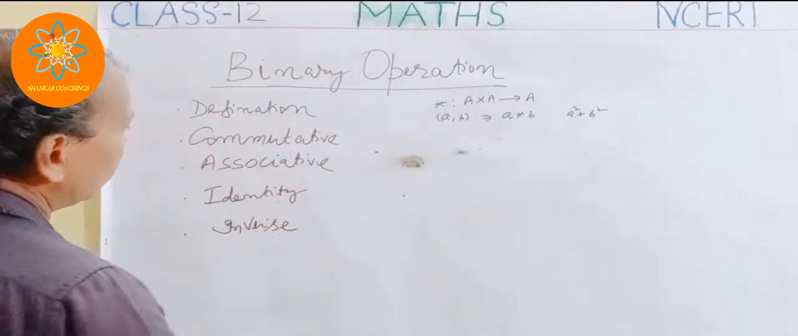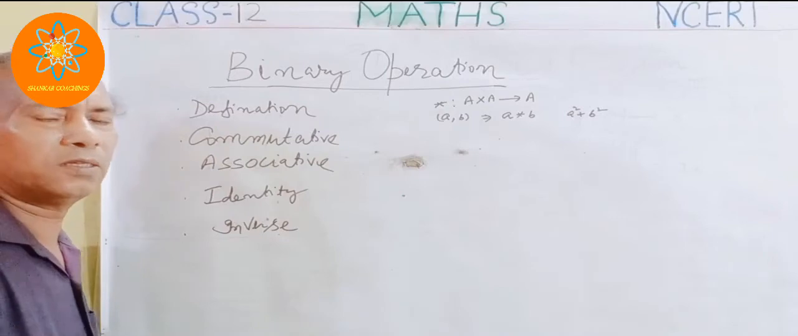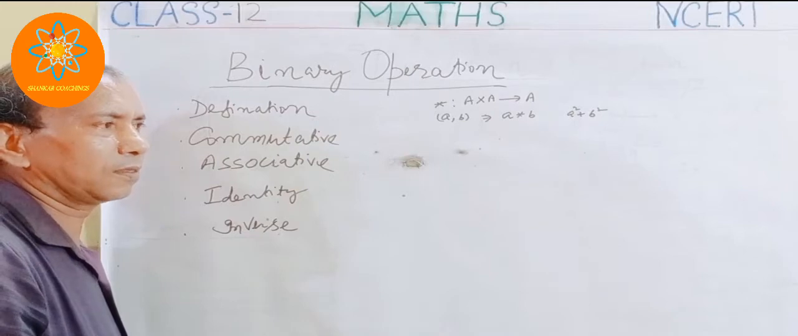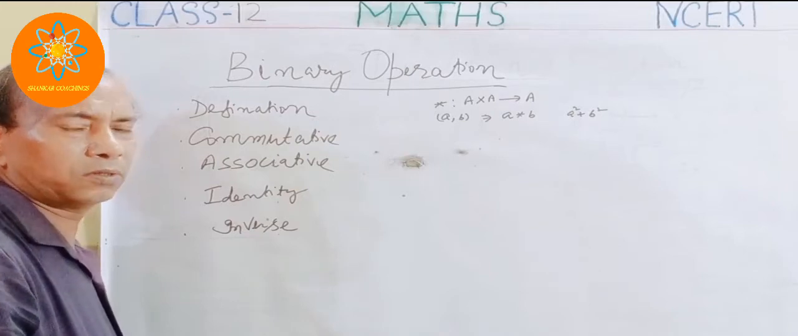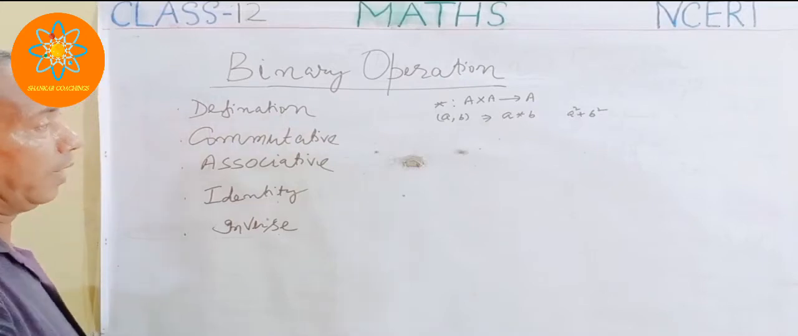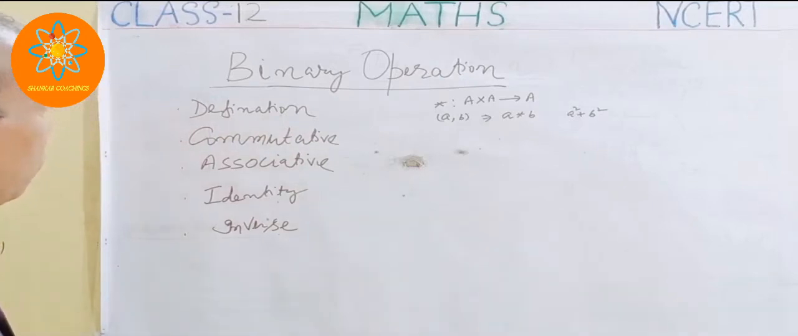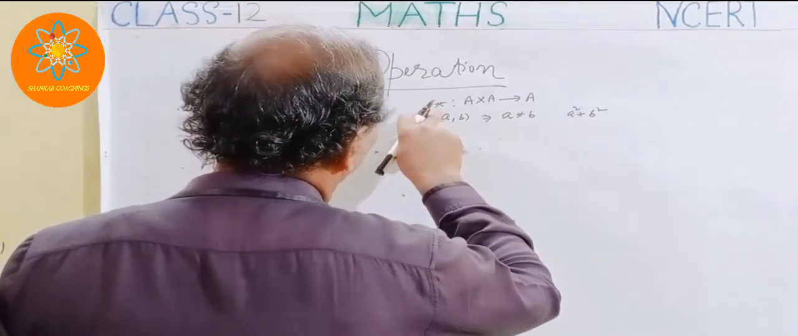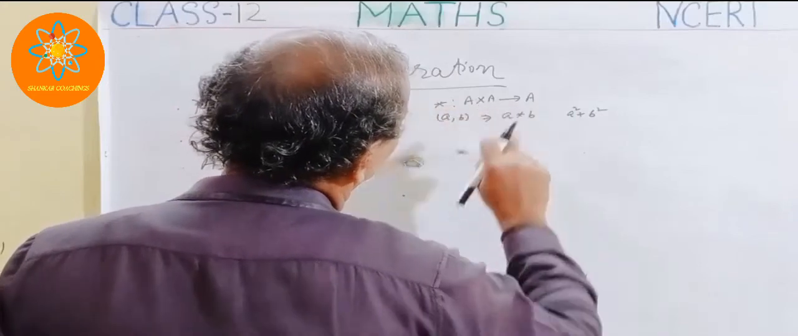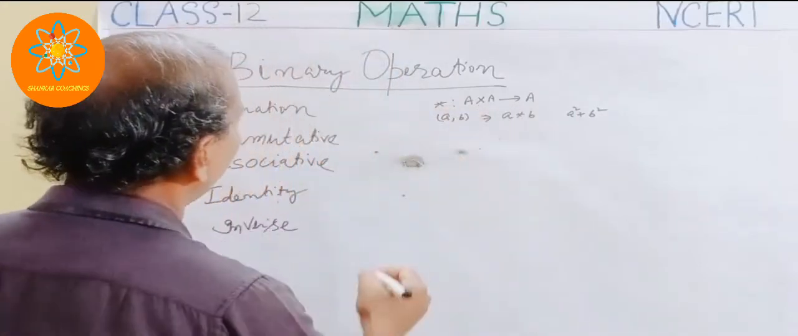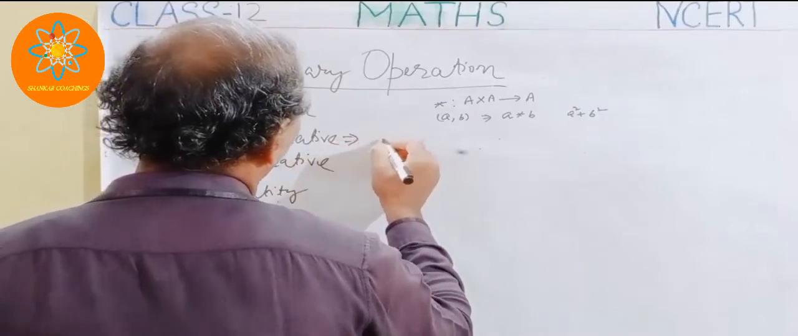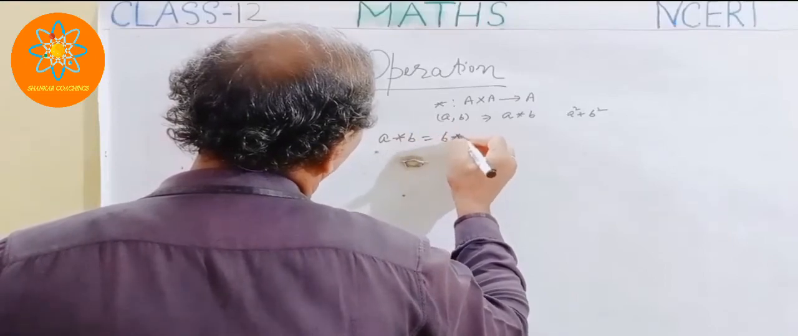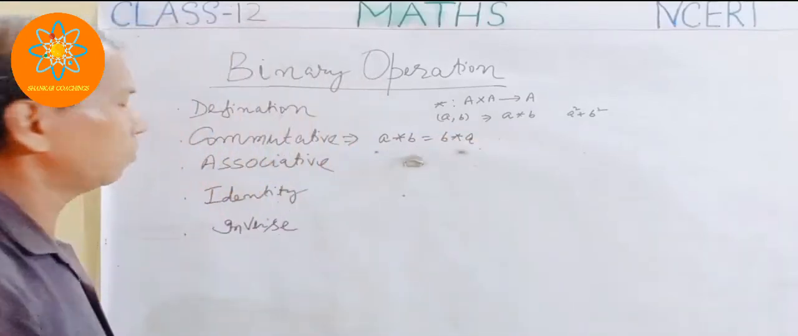Now you will say the commutative property. The commutative property is the same property as we had seen in the case of multiplication or addition. So what does commutative mean? Suppose we have an operation and we have A and B. Commutative means A operation B is equal to B operation A. So that property is the commutative property.